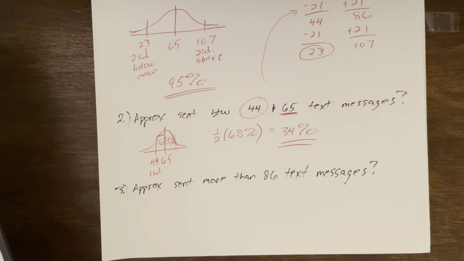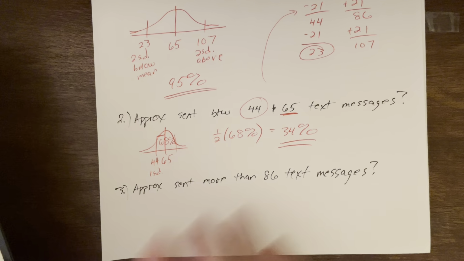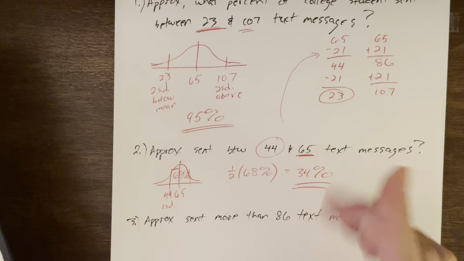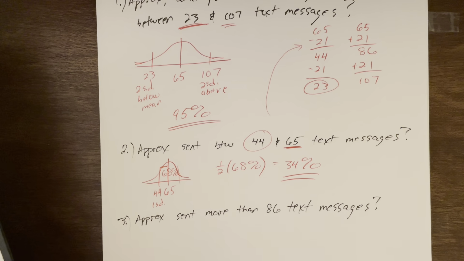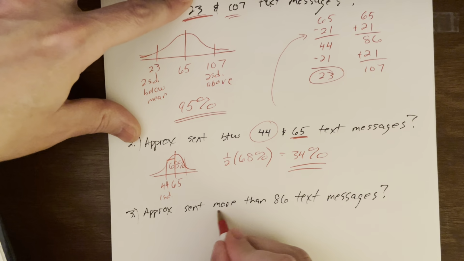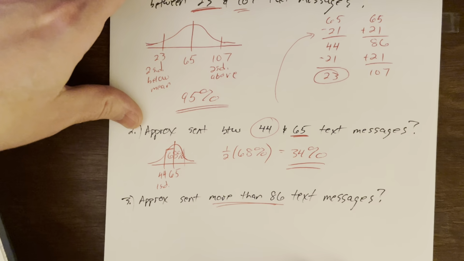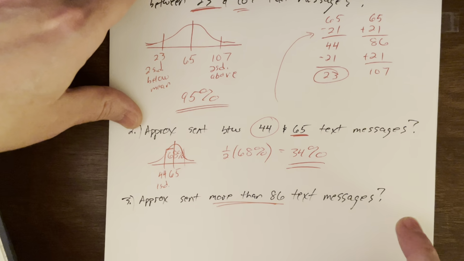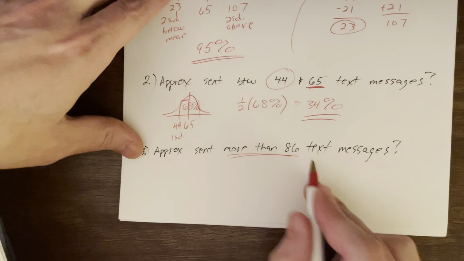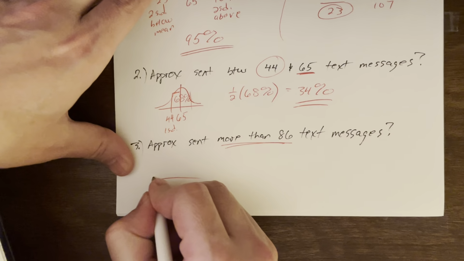Now it feels like we're definitely in a different area. The previous couple of problems were all given two values, so we're trying to use this rule and find the significance of these values. Here, the idea of more than 86, we're uncapping the top end. We're going anything bigger than 86. So let's still draw the picture.